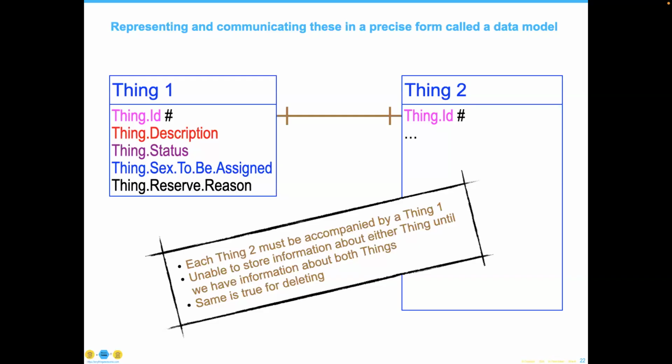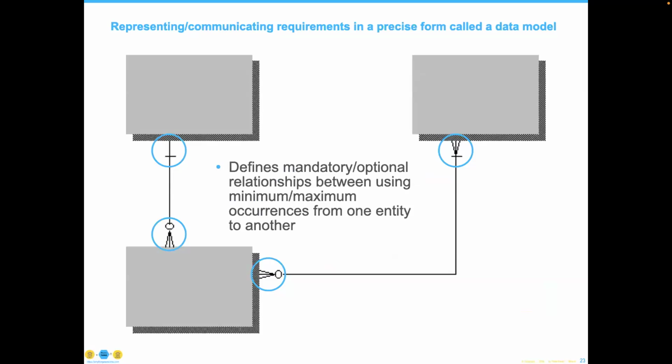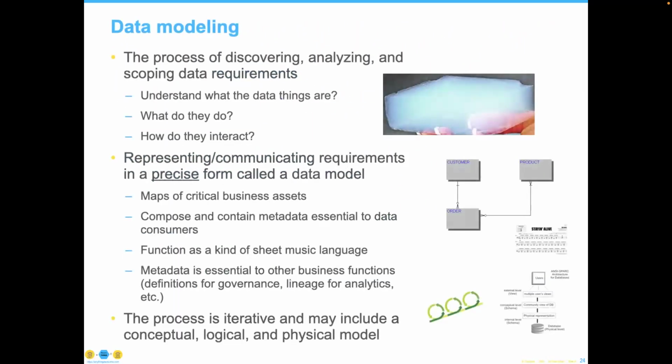Same is true for deleting. You can't delete one thing without deleting the other thing at the same time. And you might say to yourself, this sounds kind of crazy, but it actually does happen quite often in the real world where people are looking at these. And each of these then represents some level of granularity, defining optional or mandatory relationships and the minimum and maximum occurrences around each one of them. So our notation is very, very concise in terms of representing these maps of critical process.